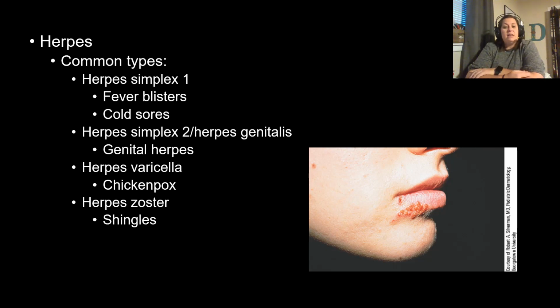Now, there is a vaccine available for herpes varicella, for chickenpox. A lot of people nowadays don't even have to get chickenpox. And then for herpes zoster, for shingles, we see that there is a vaccine, but it's normally for patients who are over 60.